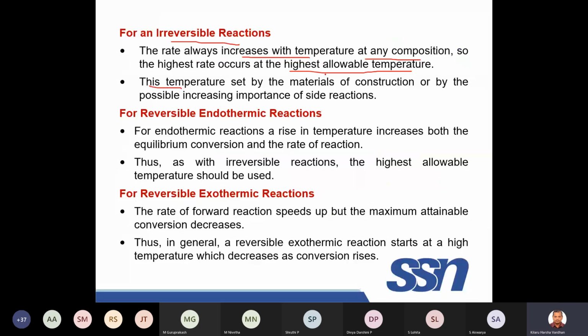This maximum allowable temperature is set by the material of construction, or by the possible increasing importance of the side reaction. There will be one more case where, if you increase the temperature, more side reactions will happen. If there is a series reaction or a parallel reaction, even though it is irreversible, at more temperature, side reactions will increase. So that temperature will be limited by those side reactions or by the materials of construction.